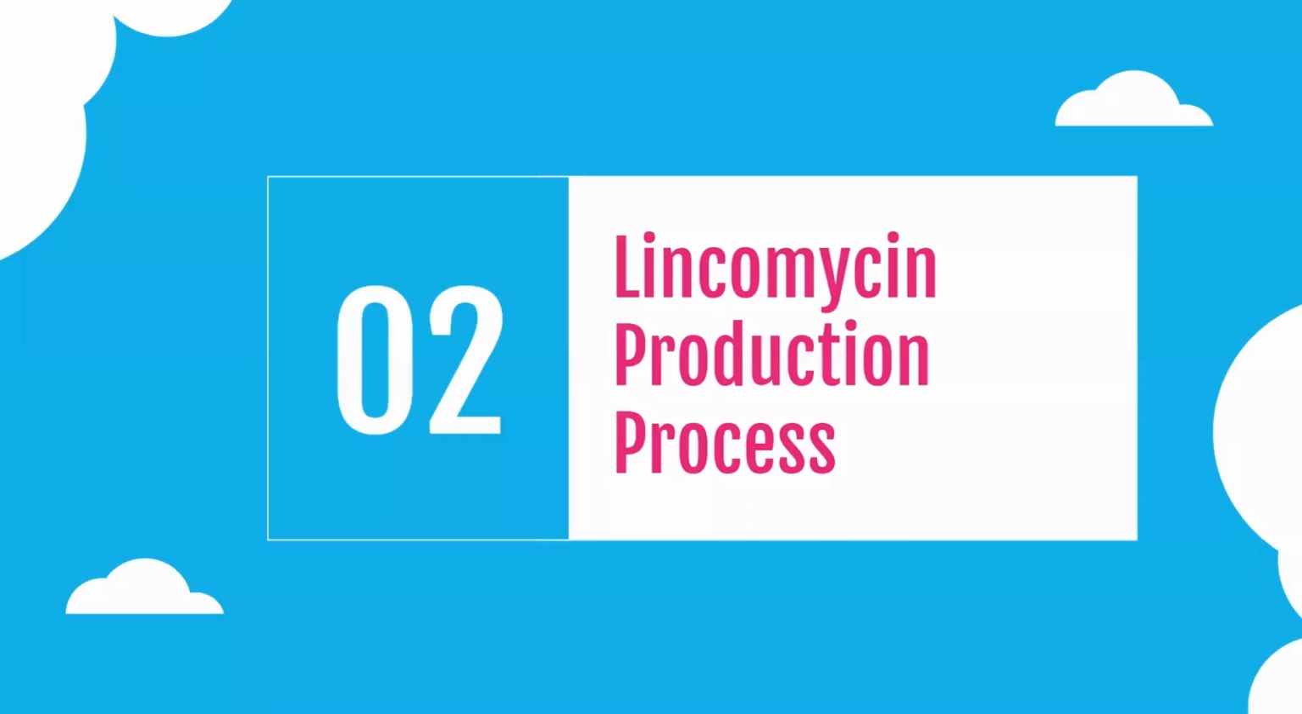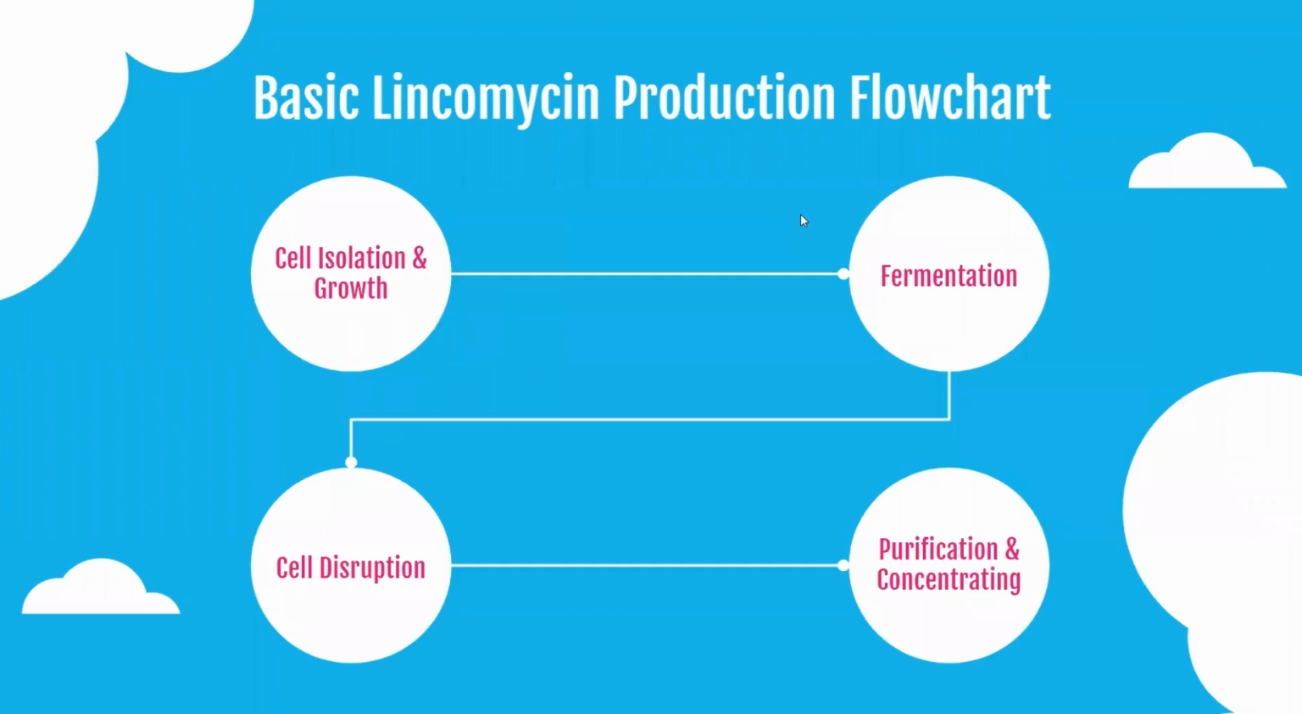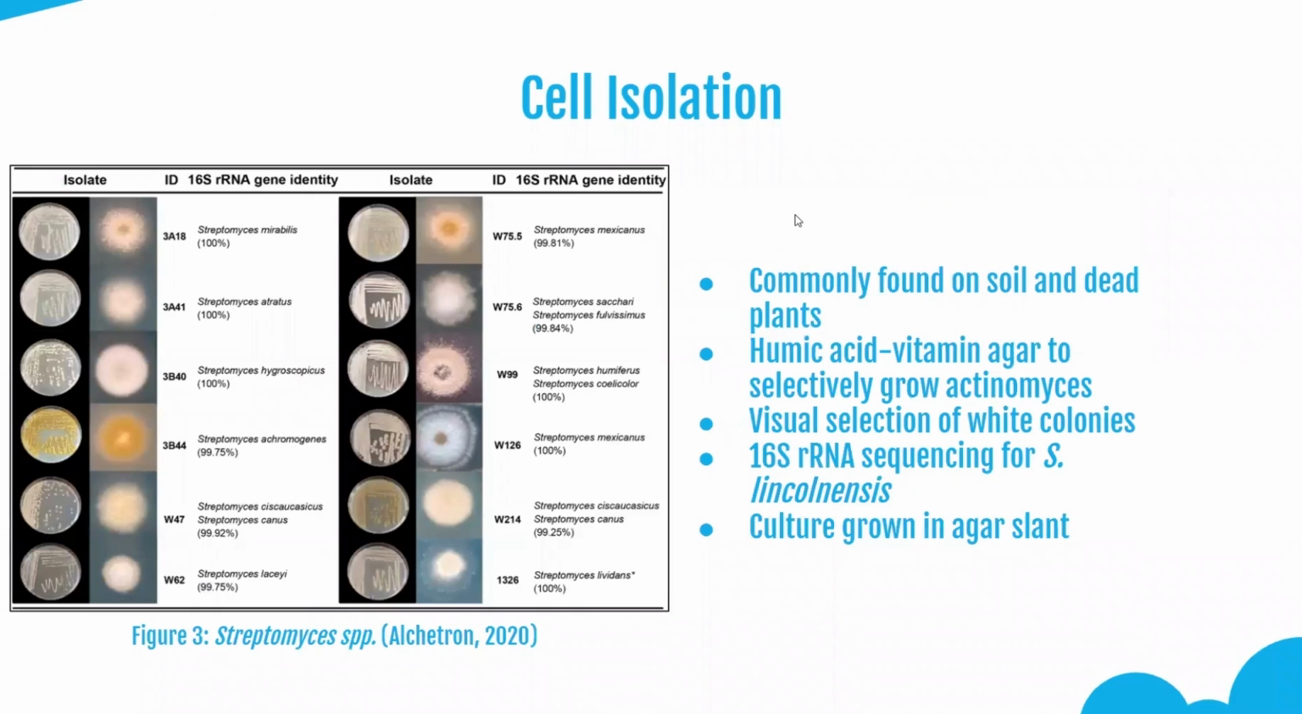Next is the lincomycin production process. So here's the basic lincomycin production flowchart, and here's the cell isolation. S. lincolnensis can be bought from DSMZ or isolated manually from soil and water. If it is isolated manually, humic acid vitamin agar is used to effectively grow the bacteria. Then Gram staining and visual inspection can be performed to confirm S. lincolnensis. Additionally, the most accurate method is 16S rRNA sequencing.